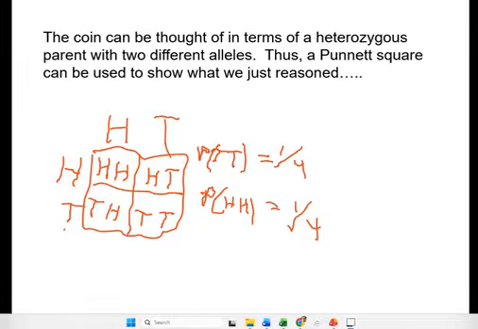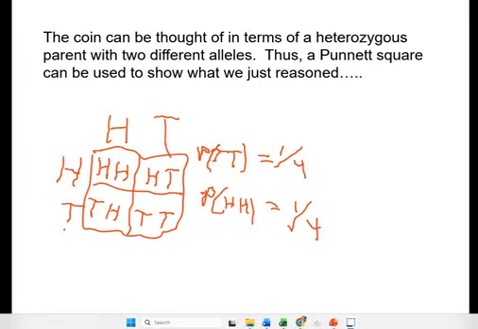Multiplication and addition, "or." And that's kind of what happened here. This double heads was a quarter because I had to get a head from this parent and a head from this parent. The probability of getting a head from this coin, flipping a head, was 1 out of 2. And the probability from this coin was 1 out of 2.